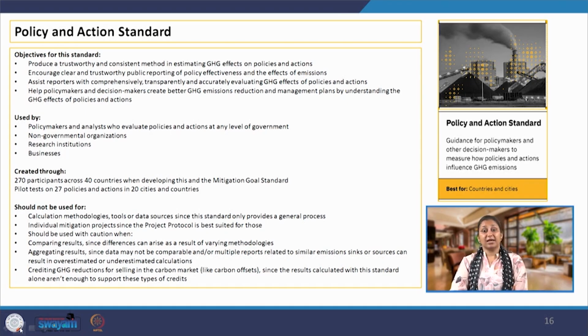This particular standard talks about how a policy will eventually impact emissions. For example, if a country promotes the use of electric vehicles, and a subsidy is introduced, say a 30% subsidy on electric vehicles, then whoever purchases an electric vehicle, the government is going to pay a subsidy of 30%. What is going to be the impact of this policy on GHG emissions?